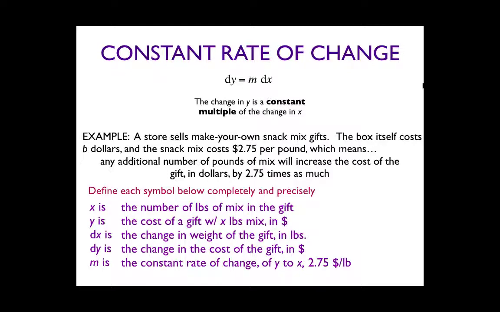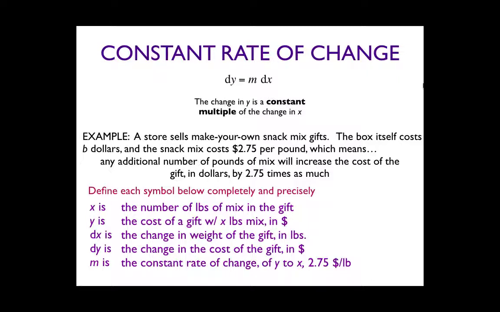So this doesn't give you the overall values of x and y. It doesn't tell you how many pounds altogether that you've bought or what the overall price, including the cost of the gift box, is. This relationship, dy equals m dx, that's the general form, or in this case, dy equals 2.75 dx. That just tells you the relationship between variations in one quantity and the other, variations in the weight and the price. When one changes by a certain amount, how much does the other change by? Not what it started and finished at.